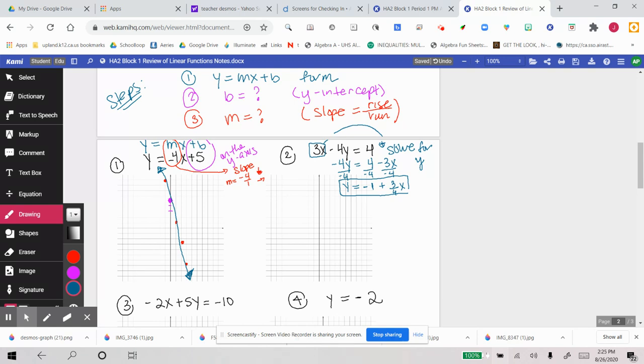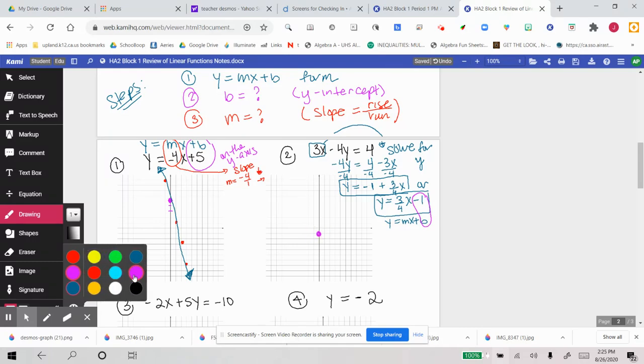So where do I begin? And I know some of you might go, but wait a minute, it's not in y equals mx plus b form. So if you want, you could rewrite this as y equals 3/4 x minus 1. Y equals mx plus b. So where do we begin? We begin at negative 1. And remember, we always begin on the y-axis. We're going to go down 1.